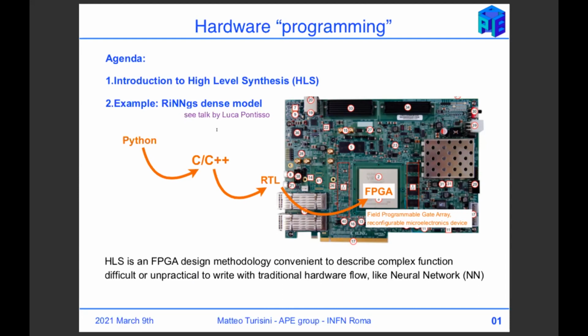So the idea is to give a high-level description of a digital circuit. Here in the picture, you can see the different levels of abstraction. You can start with the description of a neural network algorithm in Python, where you train your network, then you convert it in C, C++. Then the next step is to convert it in a hardware description language. And the final destination of this code is the FPGA.